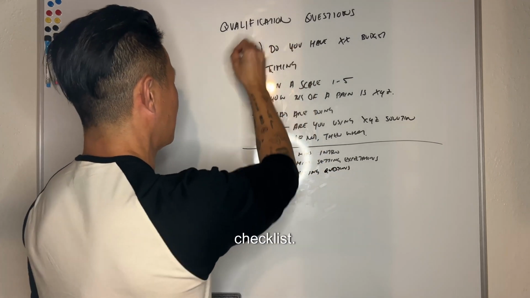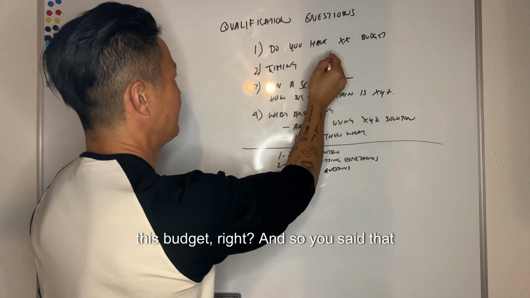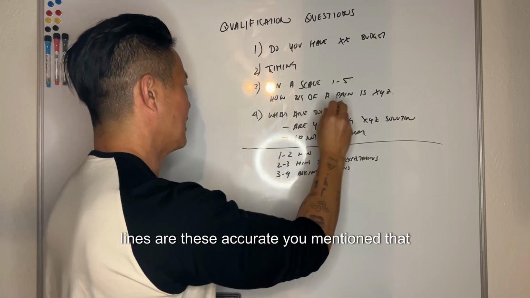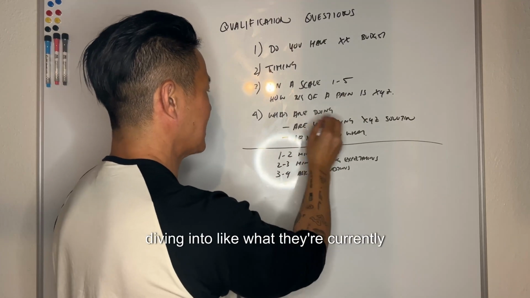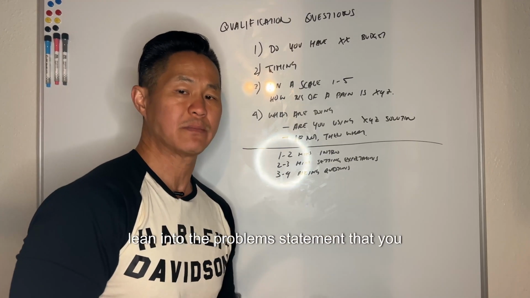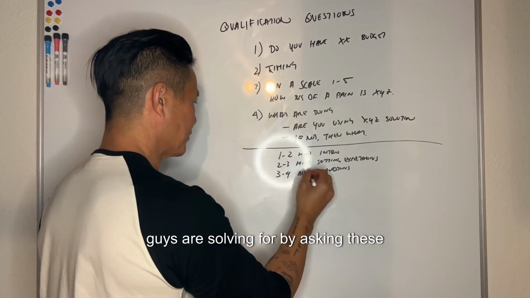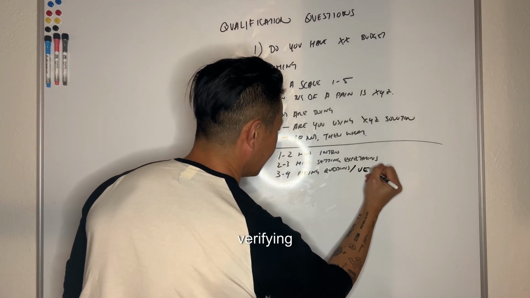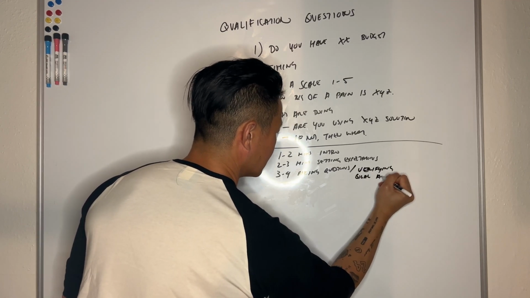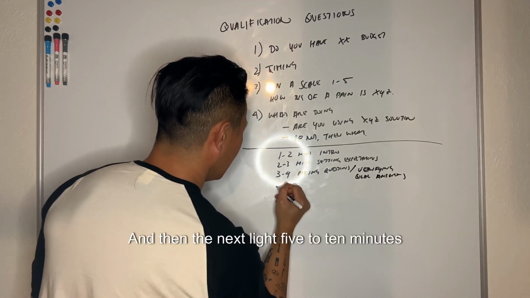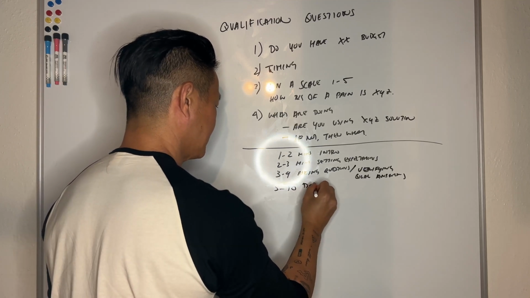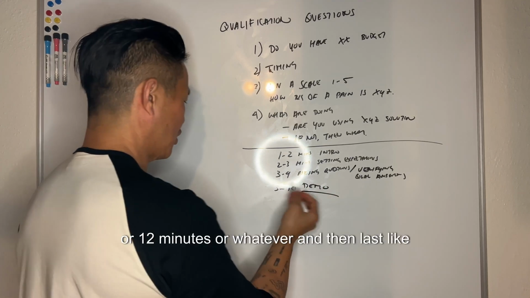This is where you're going to go off of this checklist, right? So like, oh, you said that you have this budget, right? And so you said that you are looking to implement along these lines. Are these accurate? You mentioned that this is a big pain for you, asking and diving into what they're currently doing, right? The whole thing that you're trying to do is get them to head nod or lean into the problem statement that you guys are solving for, by asking these questions and then basically verifying their qualification question answers. And then the next 5 to 10 minutes is where you're demoing the product. Okay, or 12 minutes or whatever.